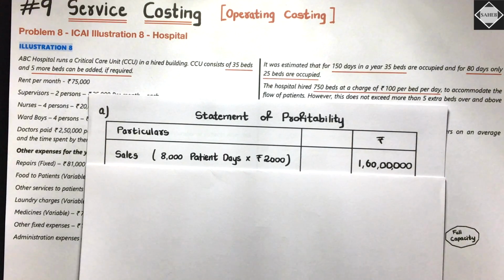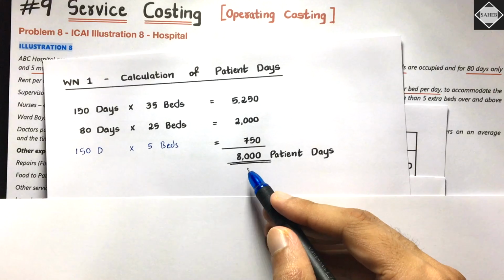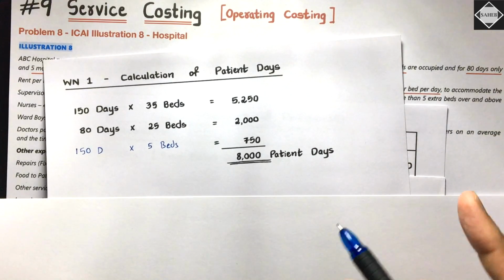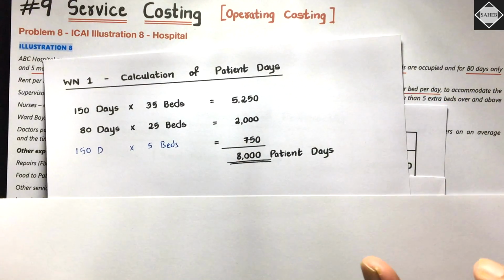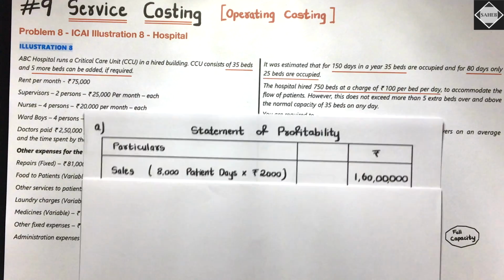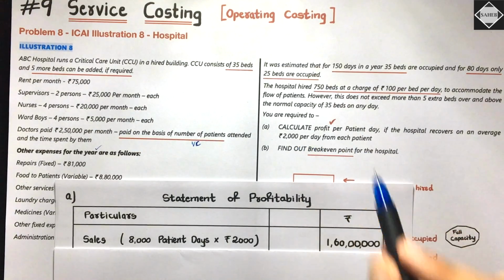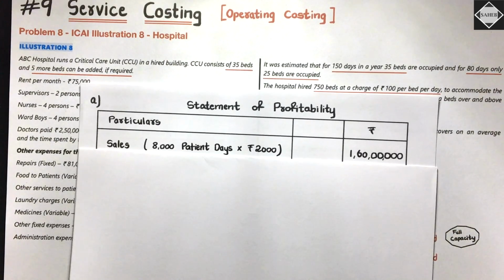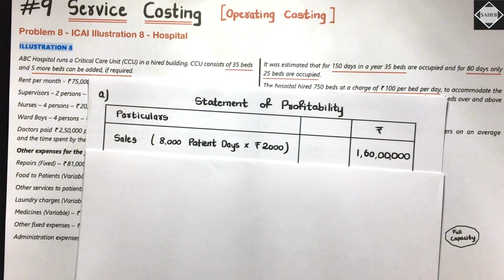So how are we going to get the sales? We already know the units we have calculated, 8000 patient days. Didn't we calculate? Yes, we calculated. Unit is patient days, 8000 patient days. How to calculate sales? Units into price per unit. 8000 is the units, into price per unit, which is 2000, isn't it? The question told us that we have to recover 2000 per day from each patient. So that is equal to how much?